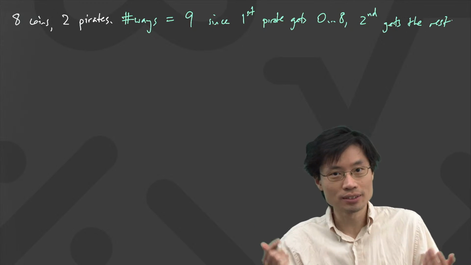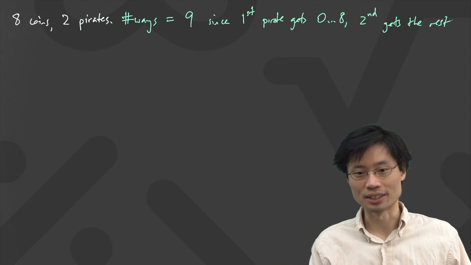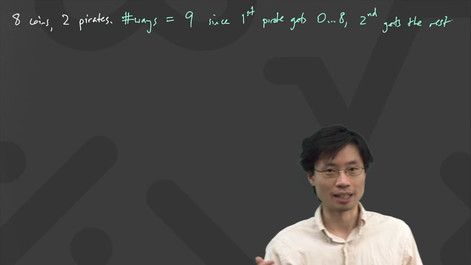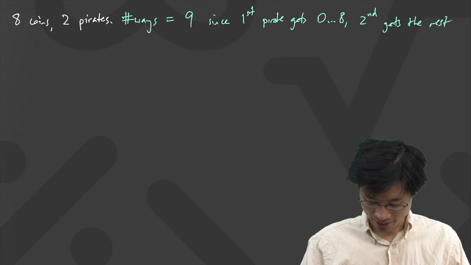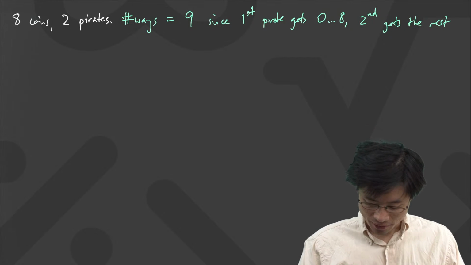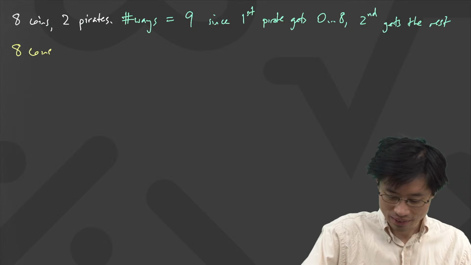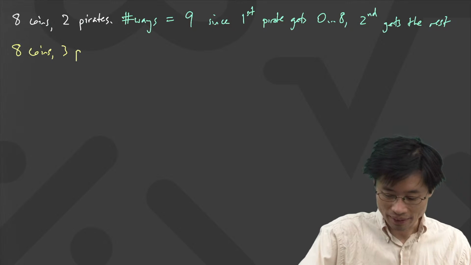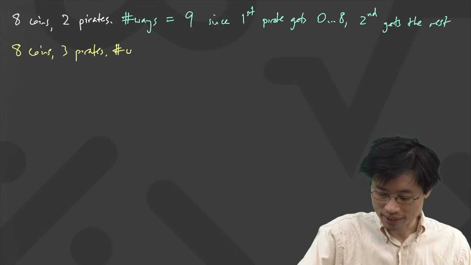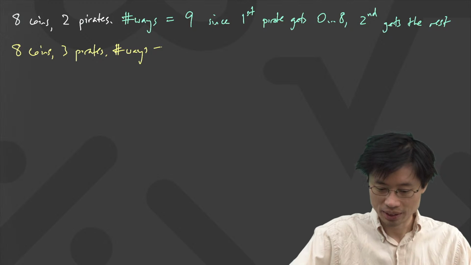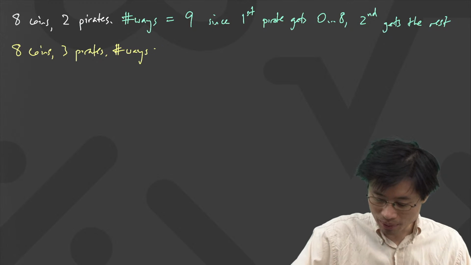Okay, so what I've just found out is if I have 8 coins, 2 pirates, then the answer is going to be 8 plus 1, which is 9. That's kind of nice. What if I have 3 pirates? Suppose I had 8 coins, 3 pirates. Number of ways equals.